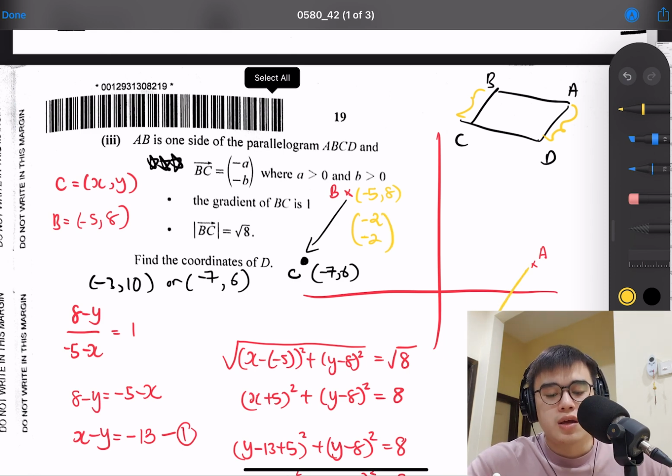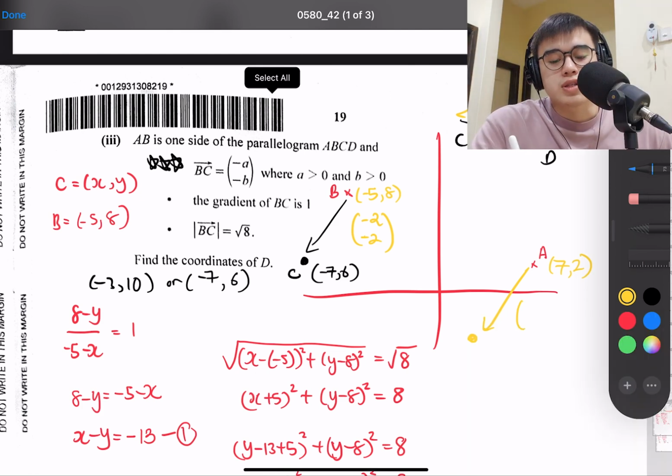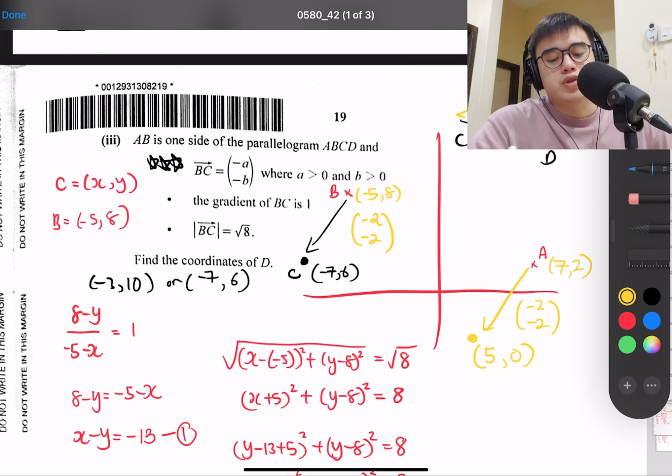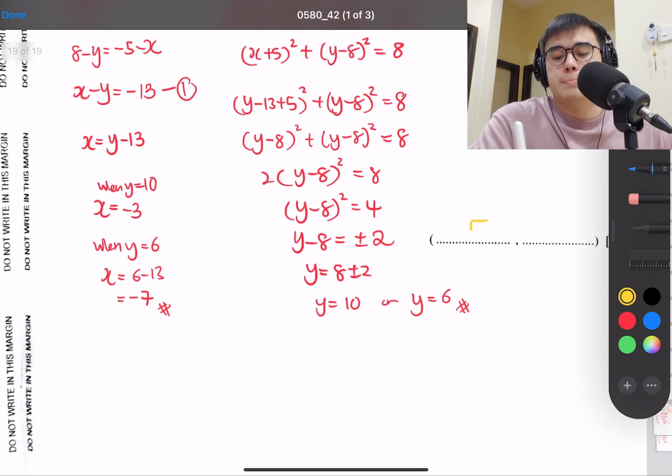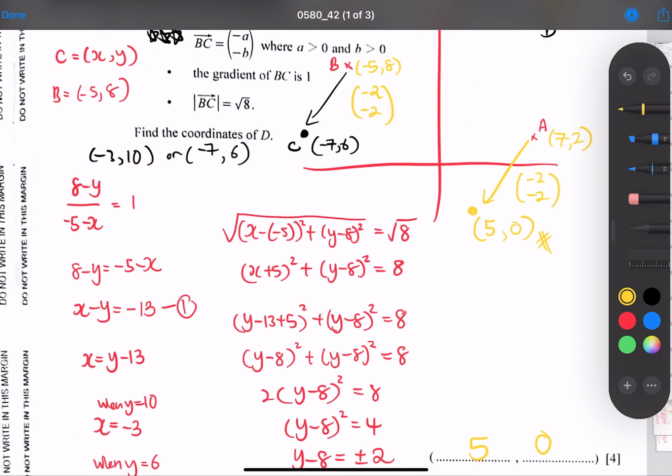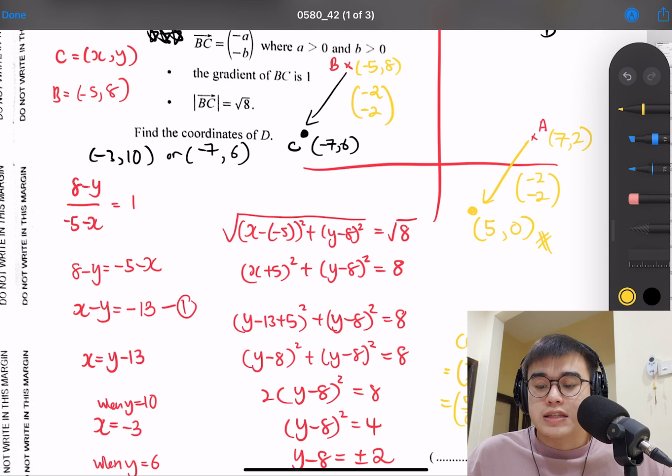So for A to D, D is somewhere around here. Our A coordinates was given as (7, 2). After the translation of (-2, -2), I should be arriving at (5, 0). So my coordinates of D should be (5, 0). This is what I would write: coordinates D equals (7, 2) plus (-2, -2), which translates into (5, 0). And that's pretty much it.